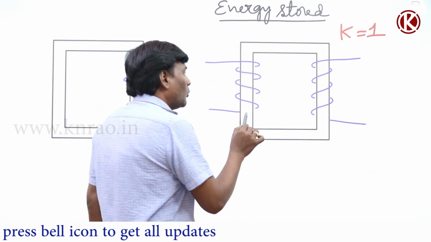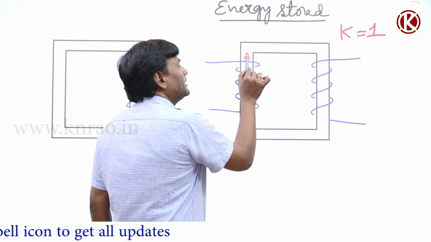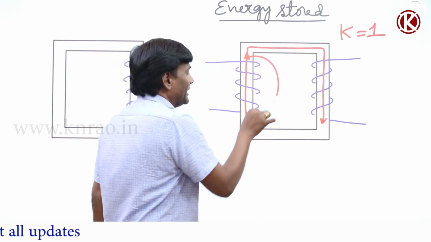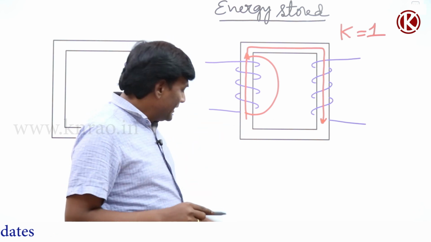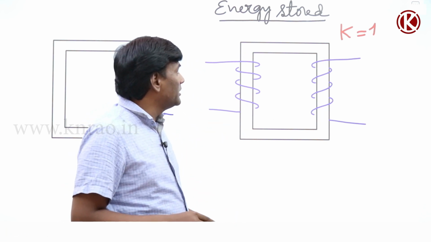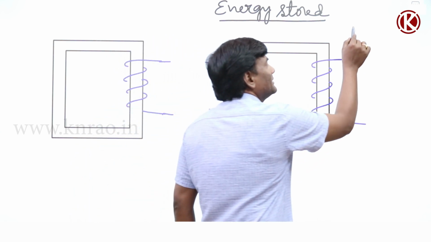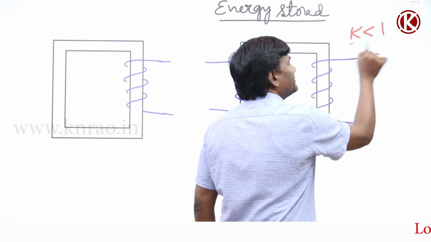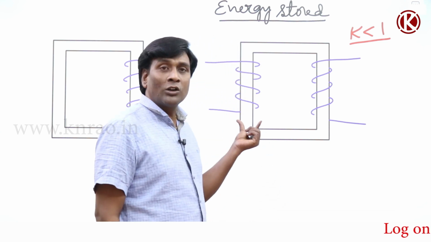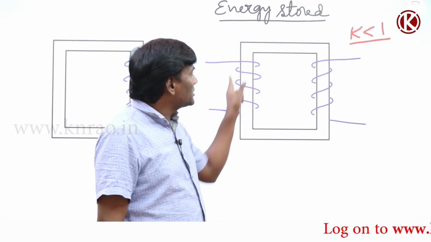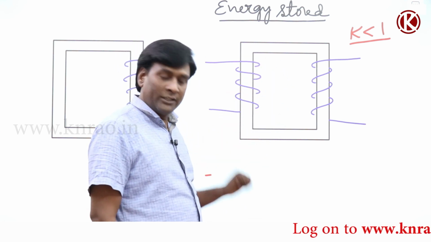In the sense, whatever the flux developed here, the total flux is going to link here. There will not be any kind of leakage. That is ideal transformer. In the next session, we are going to discuss about the ideal transformer. Now, if I think of magnetically coupled, in the sense K is less than 1, out of the total flux produced here, some portion of the flux will go to here, and the remaining portion of the flux is going to circulate here only.